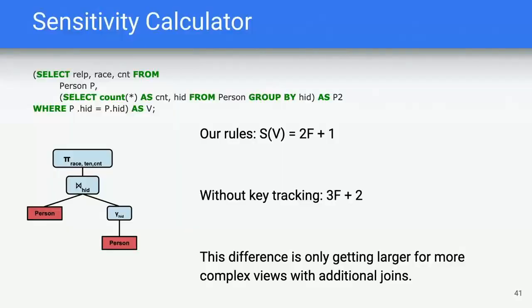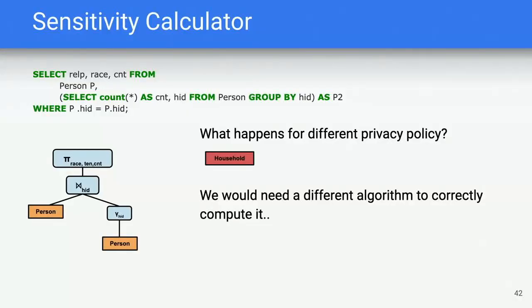Okay. Now, if we didn't have this new rule, and if we didn't keep track of the keys, the sensitivity would be 3 times F plus 2. Okay. And this difference here might be very small. 2 times F plus 1, it's like the difference is small. But as we add joins and group bys in our query plans, and self-joins and so on, this difference becomes larger. Okay, the factor of difference becomes large, and this can get out of hand really quickly for more complex queries. Okay, so this is our sensitivity calculator.